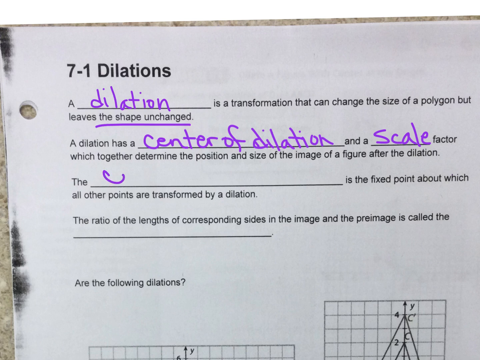The center of dilation is the fixed point about which all others are transformed. The ratio of the lengths of the corresponding sides is the scale factor. And we call the scale factor K.